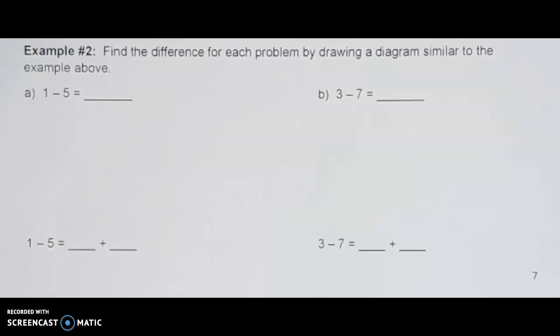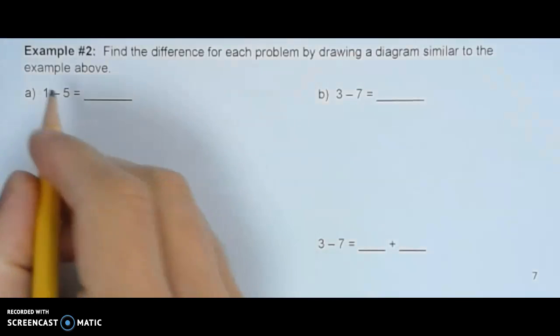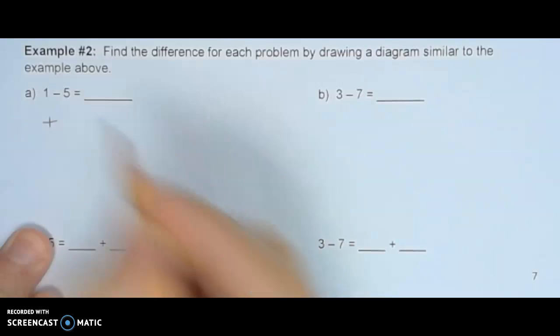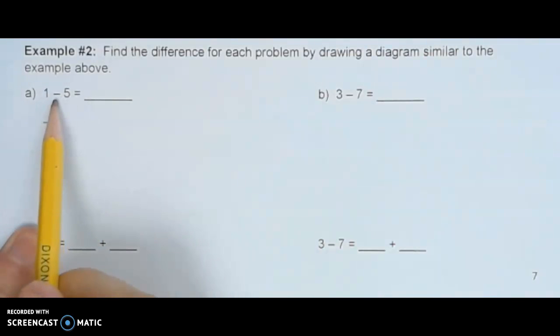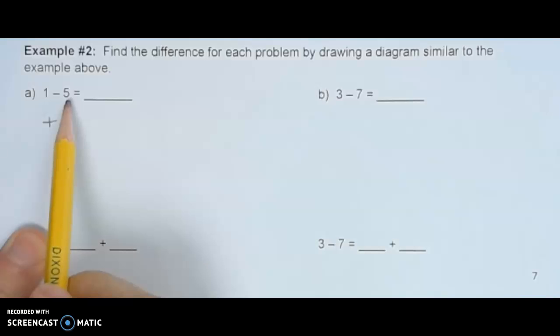In example number 2, they want us to find the difference for each problem by drawing a diagram similar to the diagram that we drew above. In example A, the subtraction problem is 1 minus 5. The 1 is positive, so I'm going to start with 1 positive symbol. And they want me to take away 5 positives.